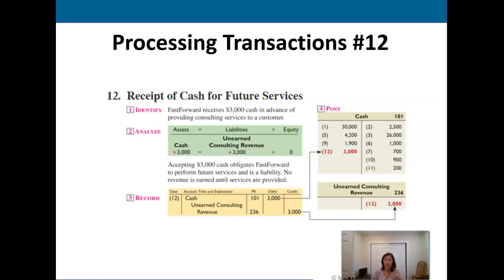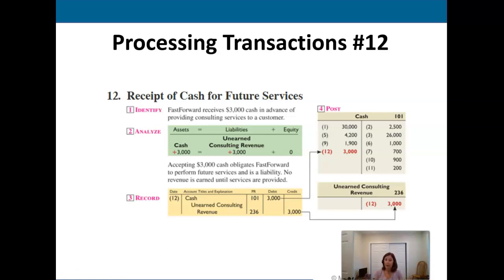But we did get the cash, so we're going to record the cash. Our cash balance is going to go up as a debit. And then we've got this unearned consulting revenue account. Now, don't be misled by the title revenue in that. It's not a revenue account. It's actually a liability account.